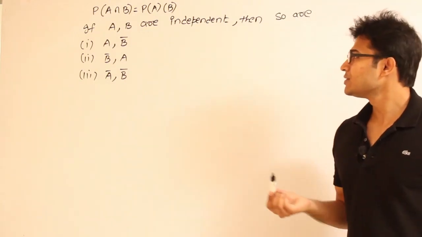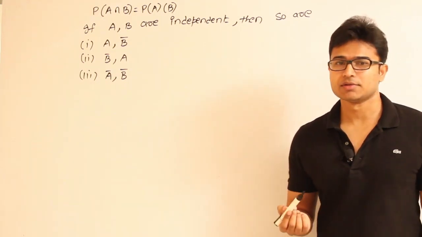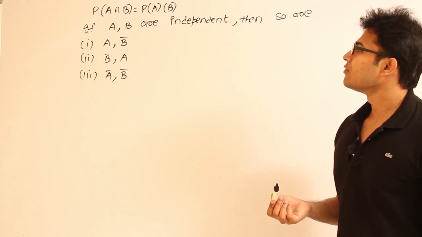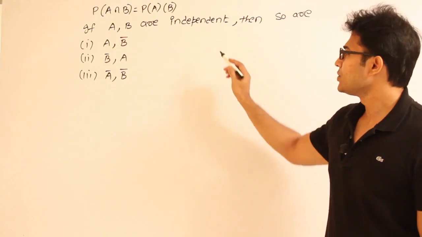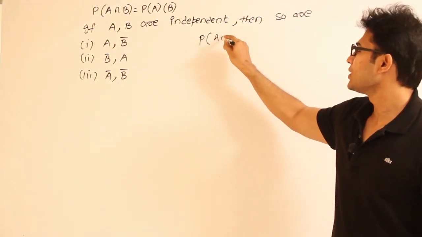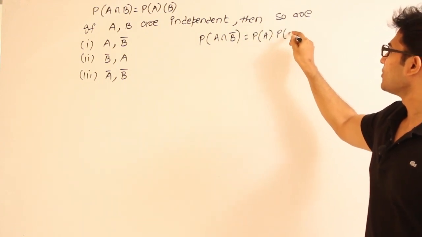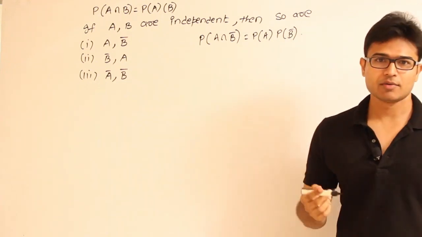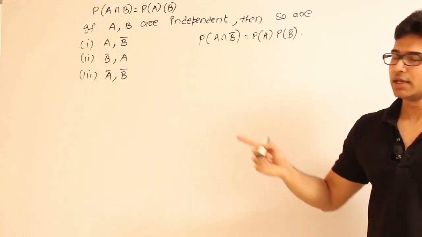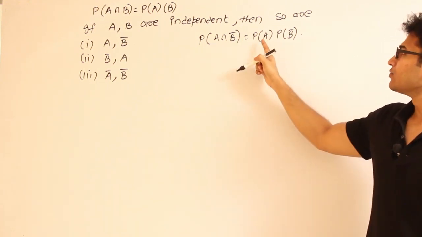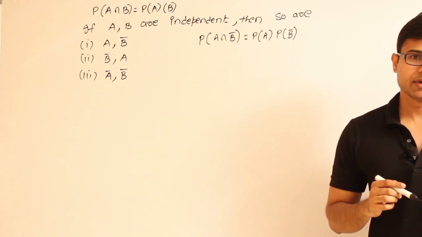It is very easy to prove. You can remember them directly, or let me prove it. If you want to prove that A and B complement are independent, then what should I prove? I should prove that P of A intersection B complement is equal to P of A into P of B complement. That is what we talk about for independent events. Two events are said to be independent if this formula holds. A and B complement are independent if P of A intersection B complement is equal to P of A into P of B complement.